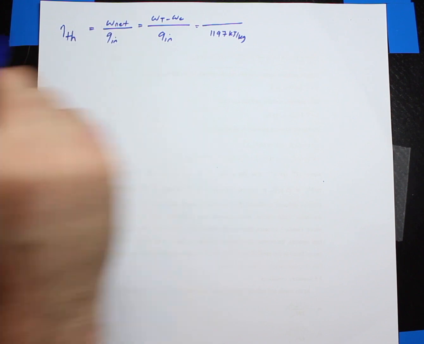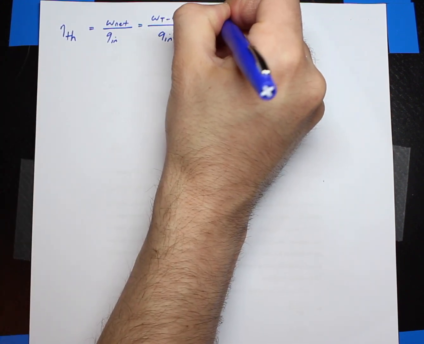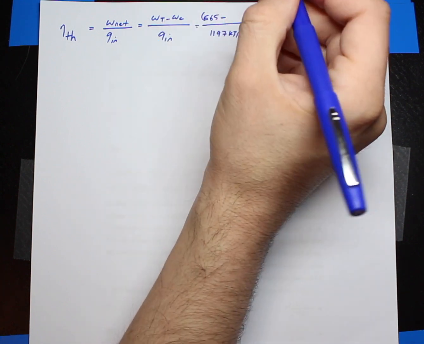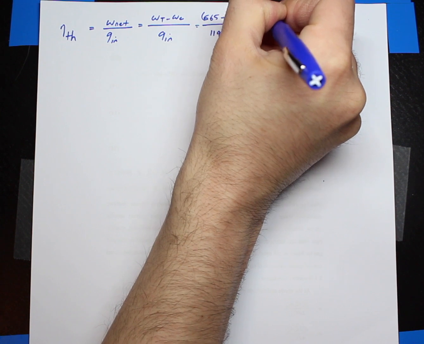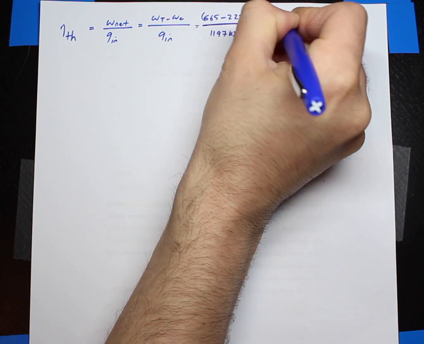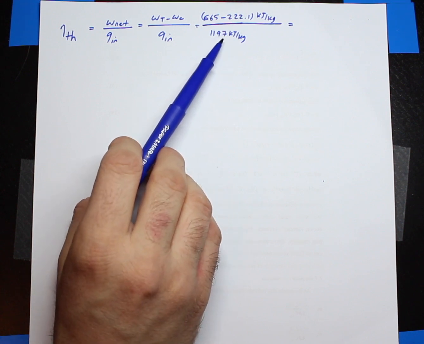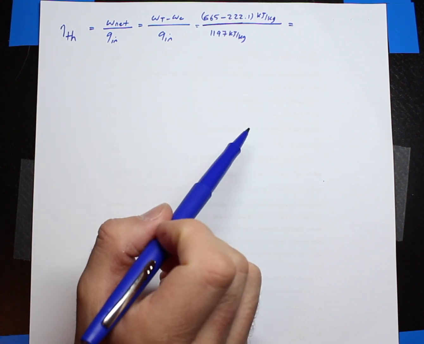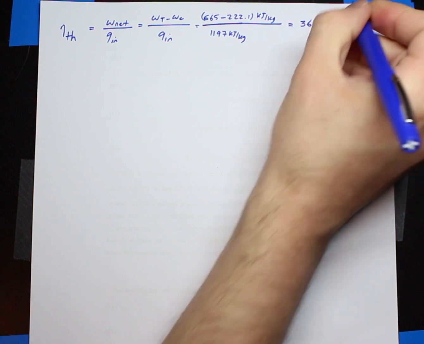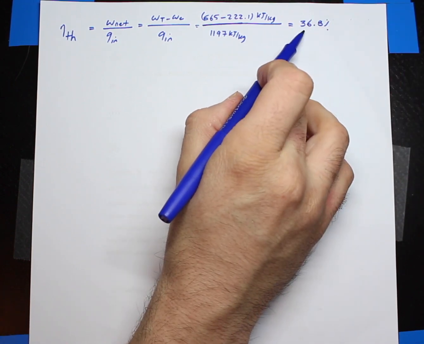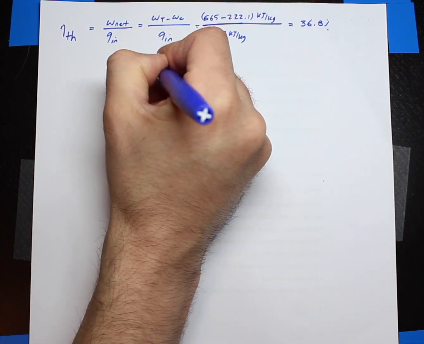So Q in is 1197 kilojoule per kilogram, and for the turbine work, I had 665. And for the compressor work, I had 222.1 kilojoule per kilogram. All right, so turbine work minus compressor work over Q in gives me a thermal efficiency of 36.8%. I multiplied by 100% to obtain this value. So that is my thermal efficiency in this cycle.